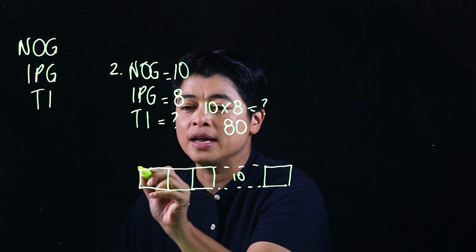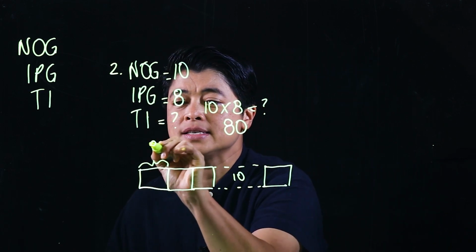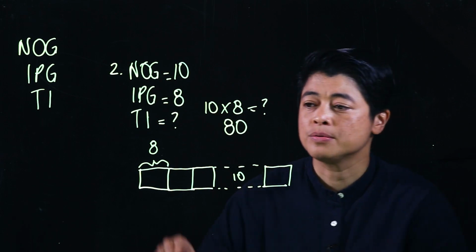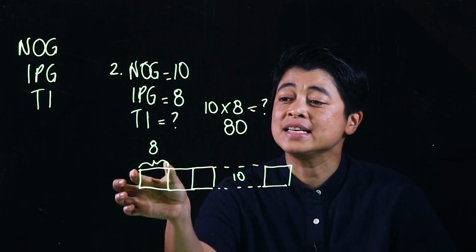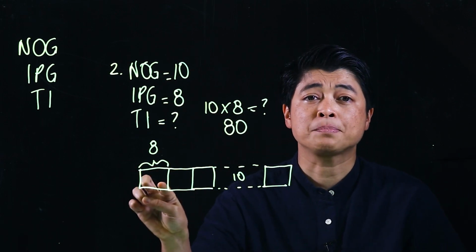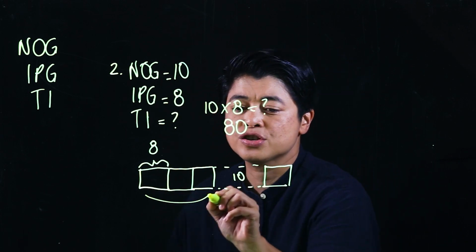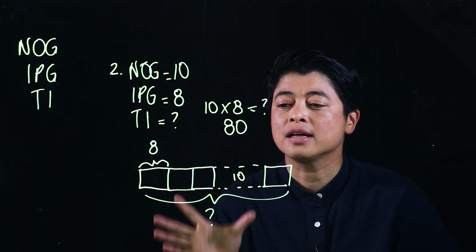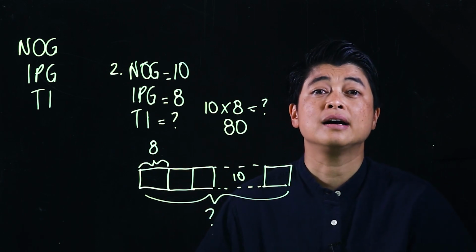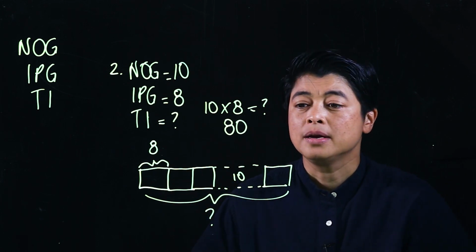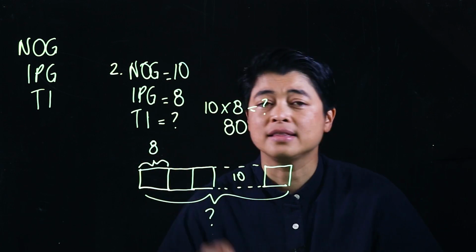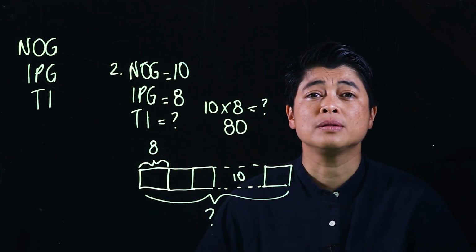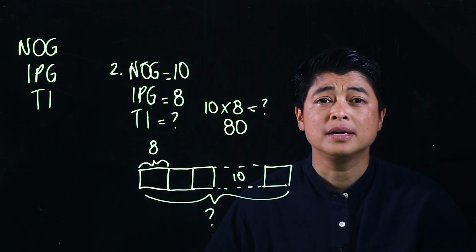Each one is 8 items. What goes inside is the items per group. And the question now will be the total. When the total is missing, that's a multiplication problem. But if this or that is missing, then that would be a division problem.